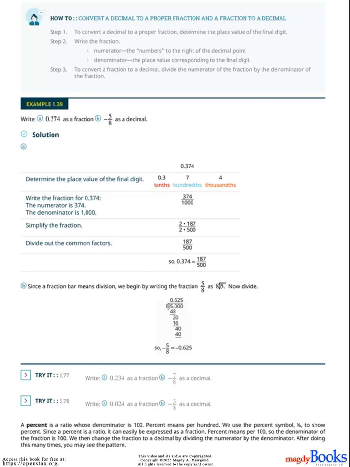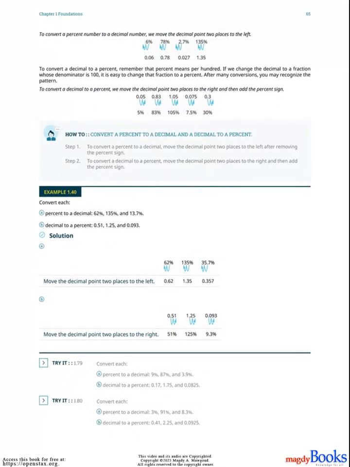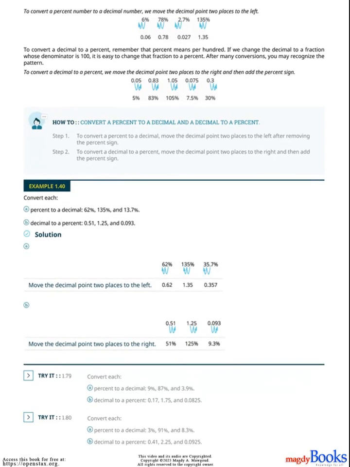A percent is a ratio whose denominator is 100. Percent means per hundred. We use the percent symbol, %, to show percent. Since a percent is a ratio, it can easily be expressed as a fraction. Percent means per 100, so the denominator of the fraction is 100. We then change the fraction to a decimal by dividing the numerator by the denominator. After doing this many times, you may see the pattern. To convert a percent number to a decimal number, we move the decimal point 2 places to the left.